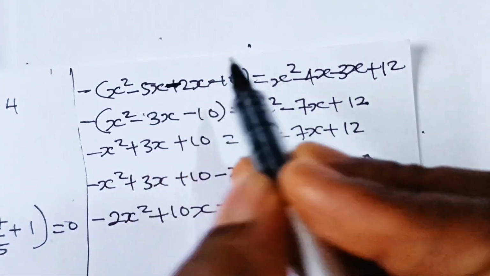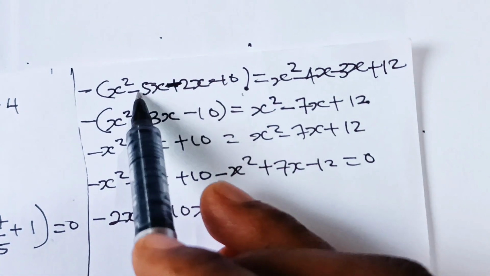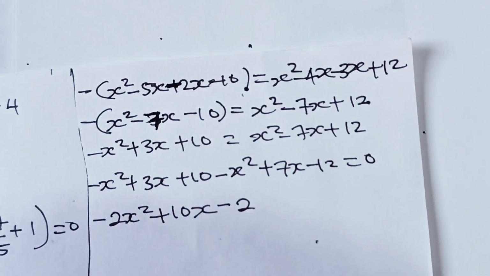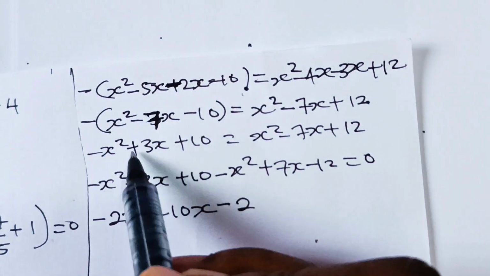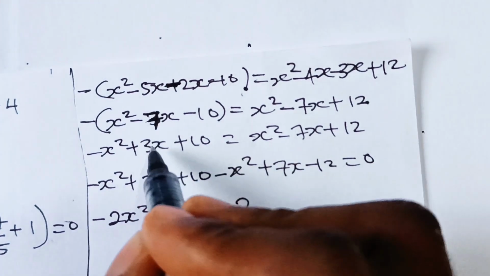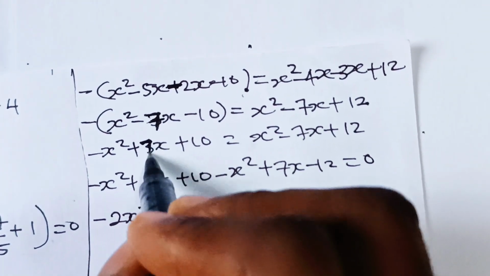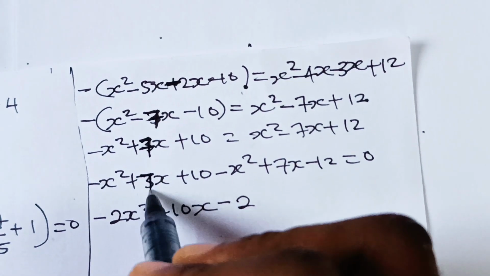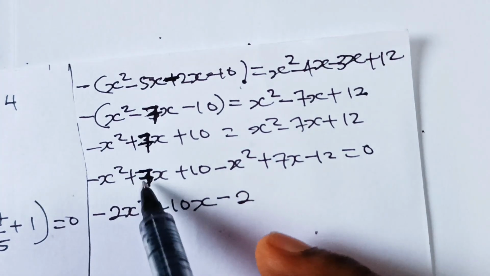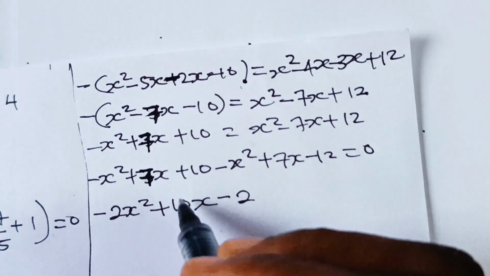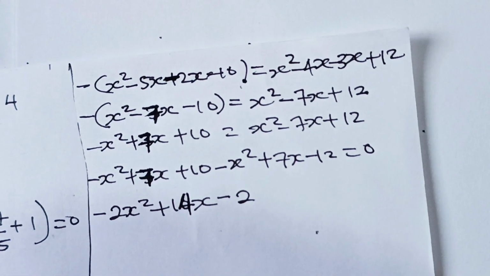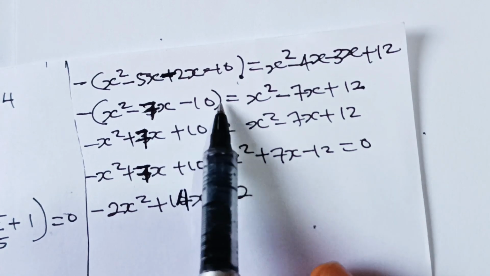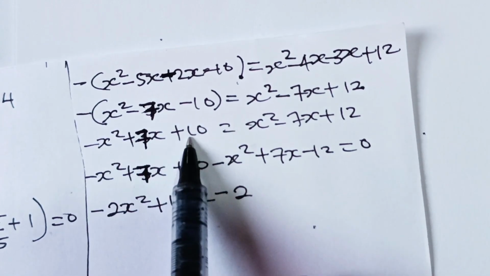Let's correct it again. Now that means minus 5x minus 2x will give us minus 7x. So that means what we have here is plus 7x, right? So we have plus 7x here as well. Now plus 7x will give us plus 14x. Okay, so this is minus 10 and this continues to be.